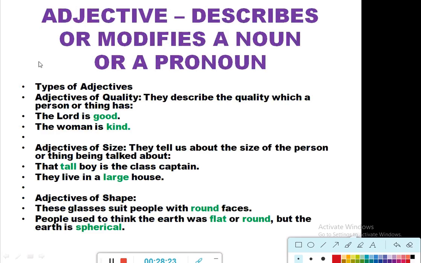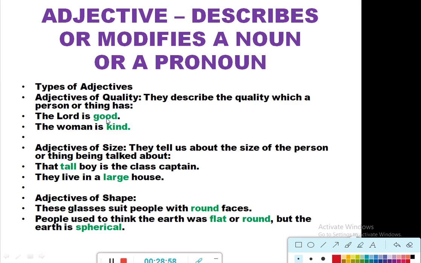Then we come to adjectives. An adjective describes or modifies a noun or a pronoun. Then types of adjectives. We have adjectives of quality. They describe the quality which a person or thing has. For example, the Lord is good. The woman is kind. And again, you can see that an adjective can come before the noun it modifies, or it can come after a linking verb.